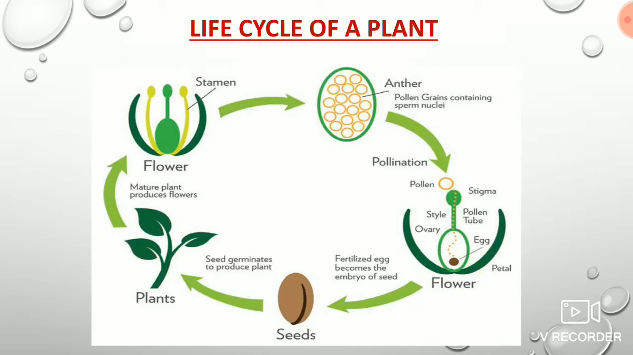Life cycle of a plant. The anther is involved in pollination to produce a flower. The fertilized egg becomes the embryo of the seed, and the seed germinates into a new plant. A mature plant produces flowers. The anther of it is involved in pollination. This process is repeated. This is the life cycle of a plant.